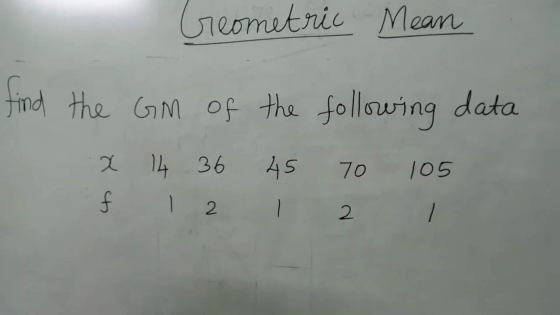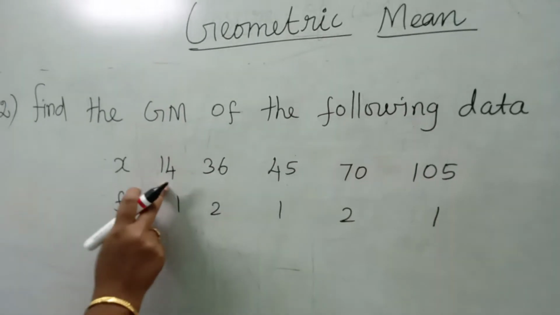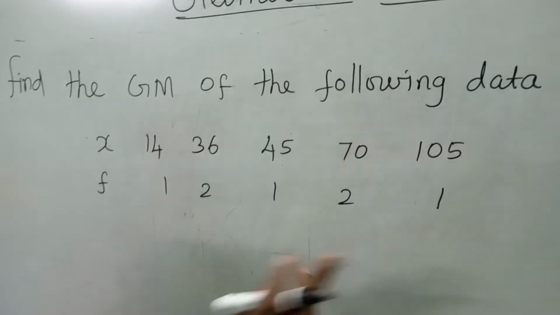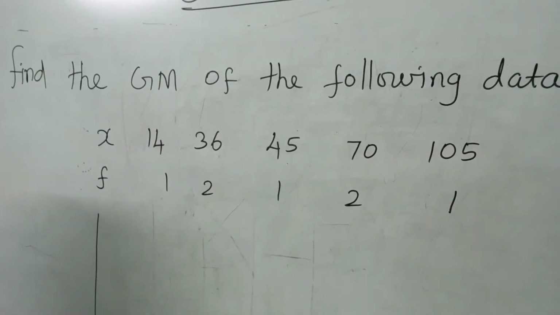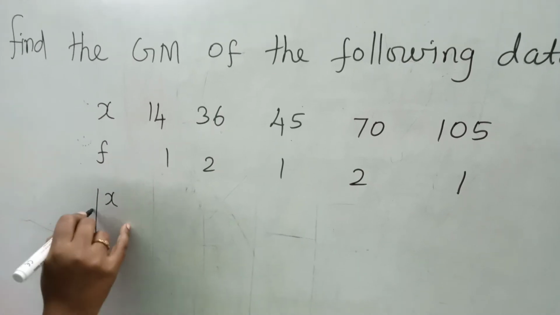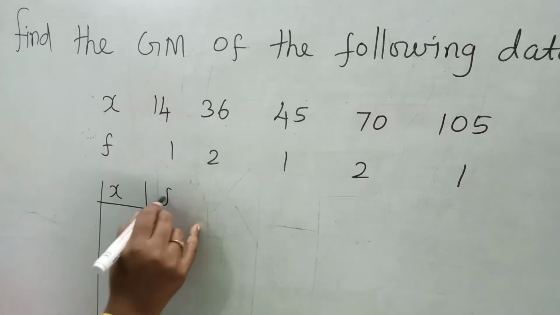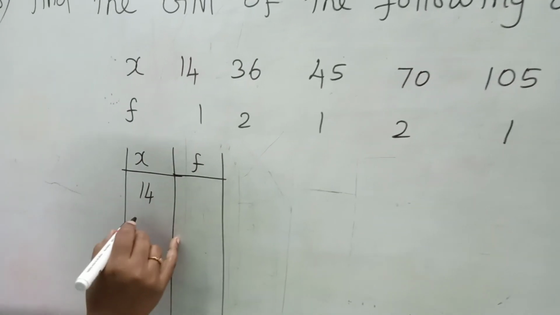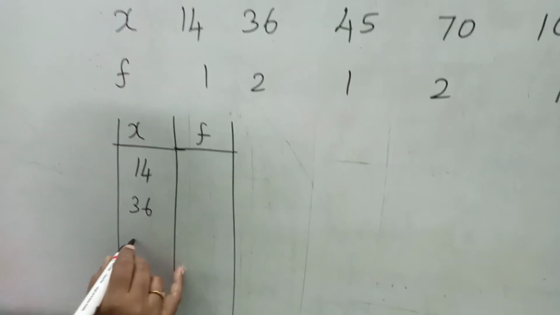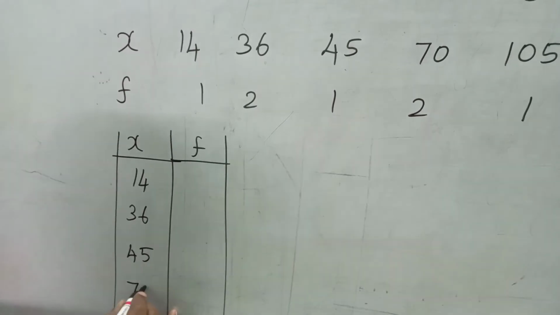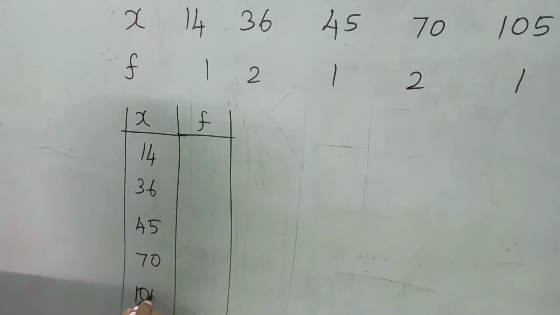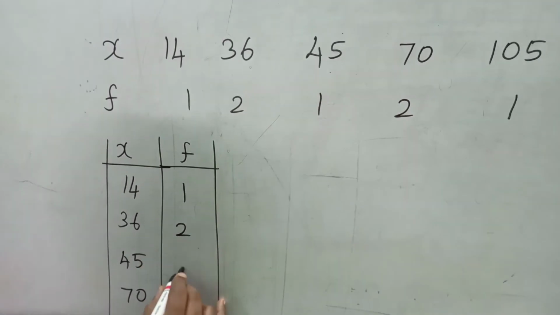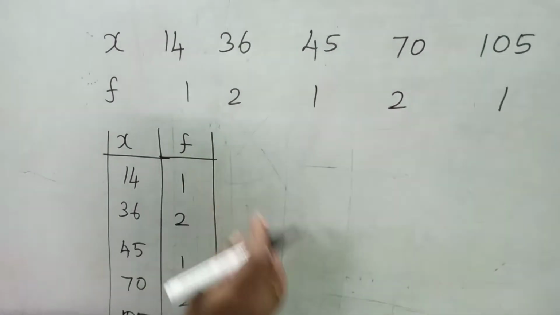This sum is an example of discrete data. X values are 14, 36, 45, 70, 105. F values are 1, 2, 1, 2, 1. We draw the tabular column first. First column is our X value, second column is our F column. X values are 14, 36, 45, 70 and 105. Corresponding frequencies are 1, 2, 1, 2, 1.